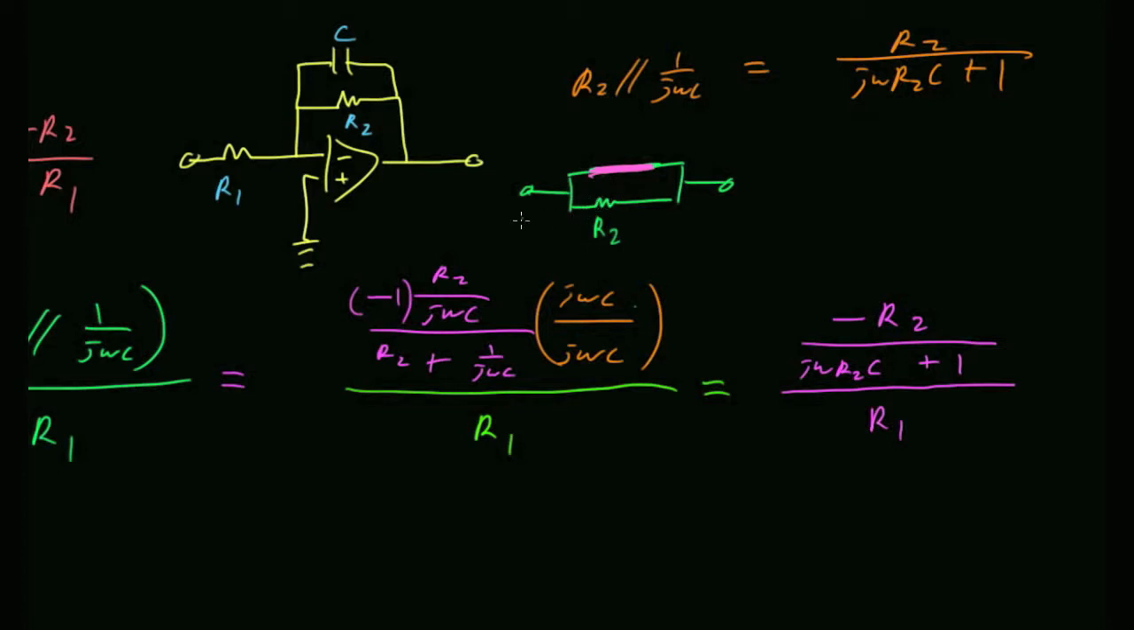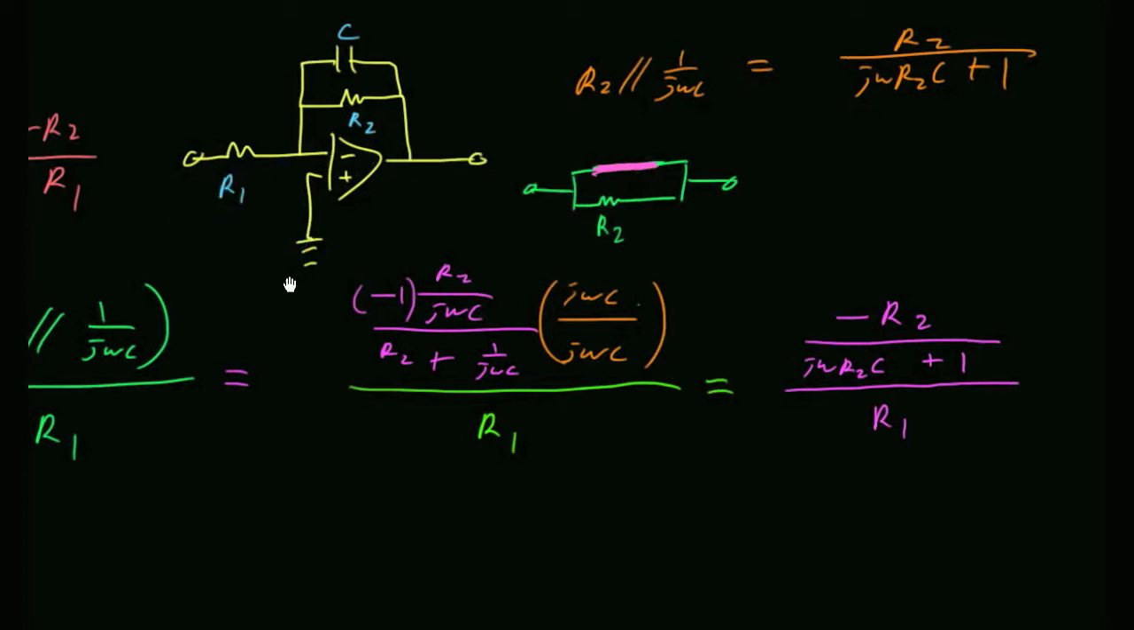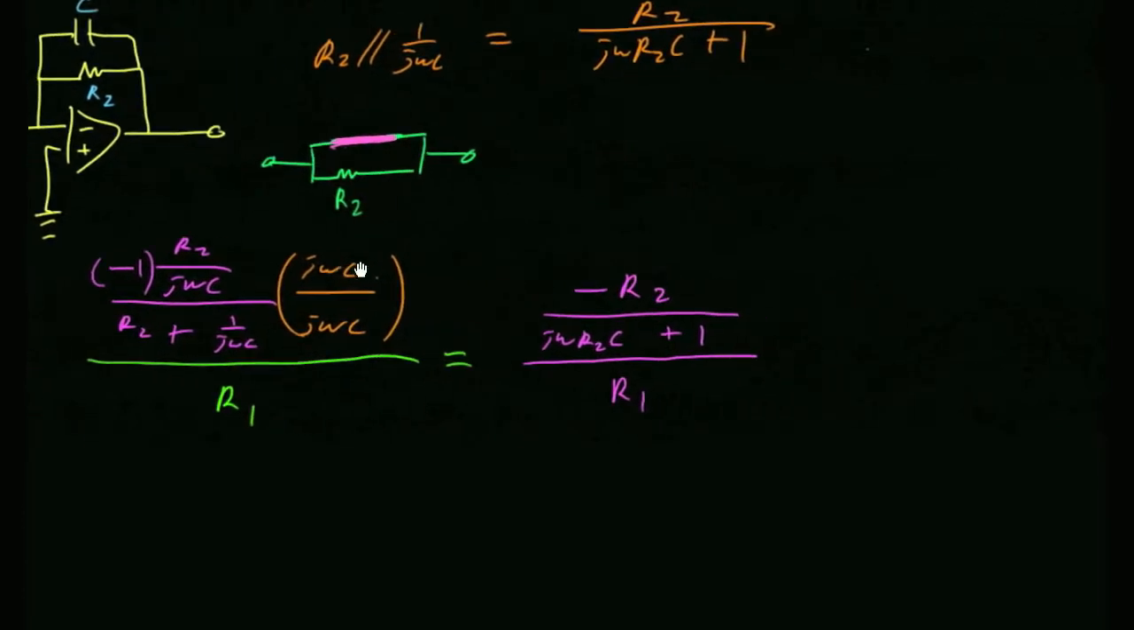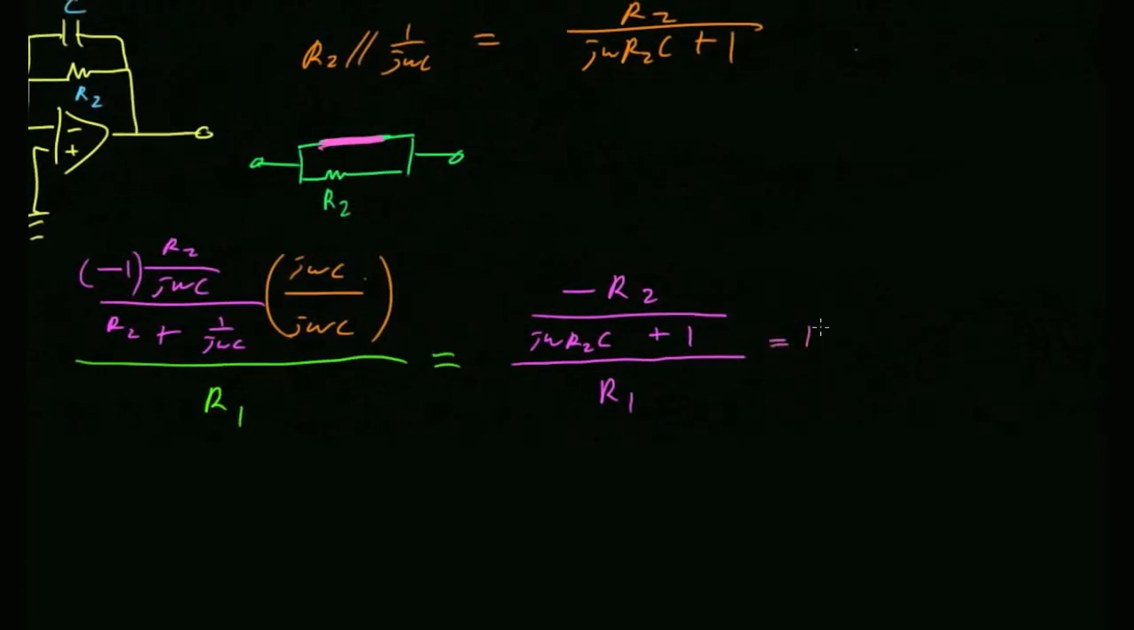But I've gotten R2 in parallel with 1 over j omega C. In order to get the total transfer function for the circuit, I still need to do a minus and divide by R1. And it turns out that's pretty easy to do. Minus over R1, the end.